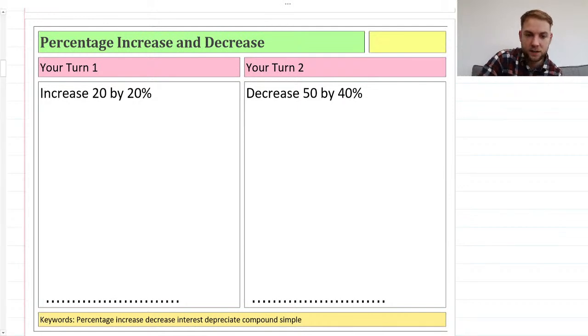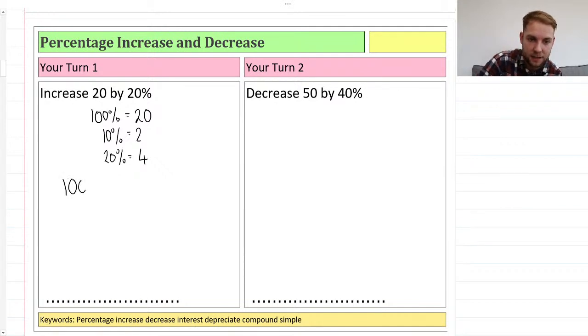Okay, so let's have a little go at them. So remember the starting point here is that 100% is equal to 20. So to find 20%, it's going to be 10%, which is equal to 2, so 20%, which is equal to 4. So to increase by 20%, that's going to be 100% plus the 20%, which is equal to 20 plus 4, which is 120%, is equal to 24. Brilliant.